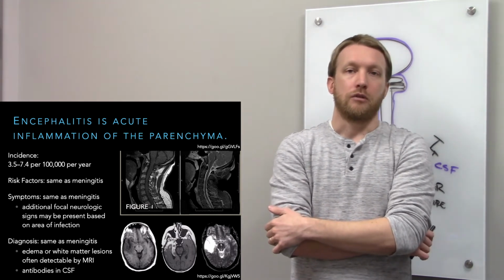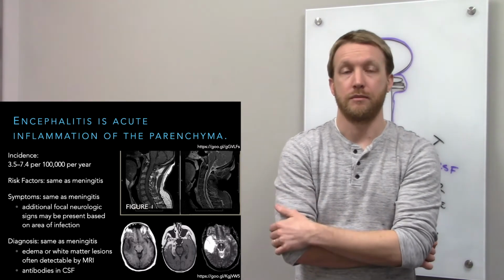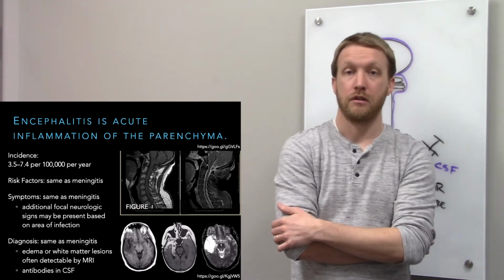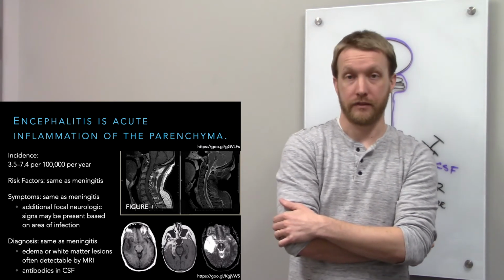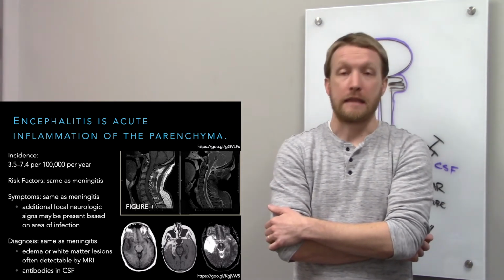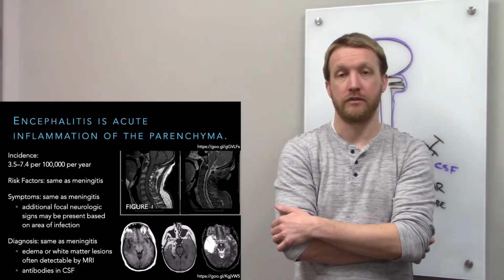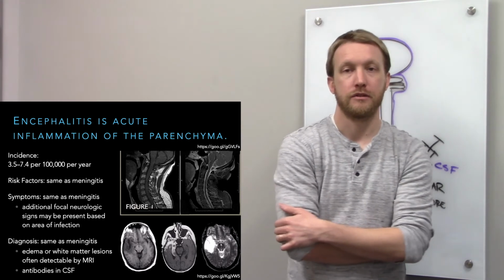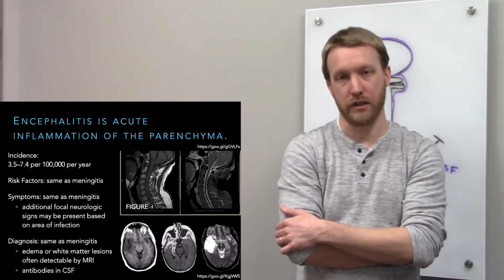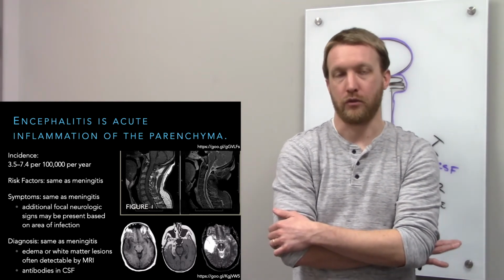Great news is risk factors, symptoms, diagnosis, it's all the same as meningitis. We're going to use MRI to distinguish encephalitis and meningitis, but you'll see similar things. Like meningitis, more commonly we're dealing with viral encephalitis rather than bacterial. So bacterial and fungal infections are pretty darn rare to make it into the brain tissue. It's almost always viral infection for encephalitis.